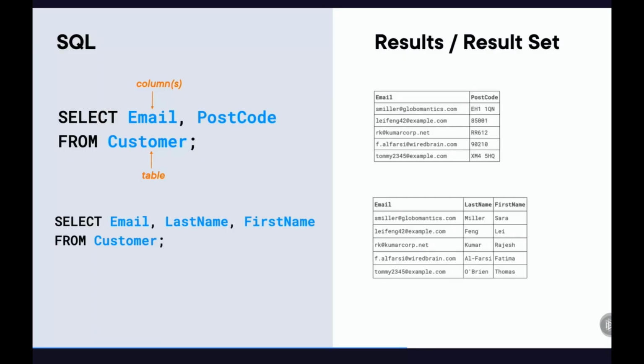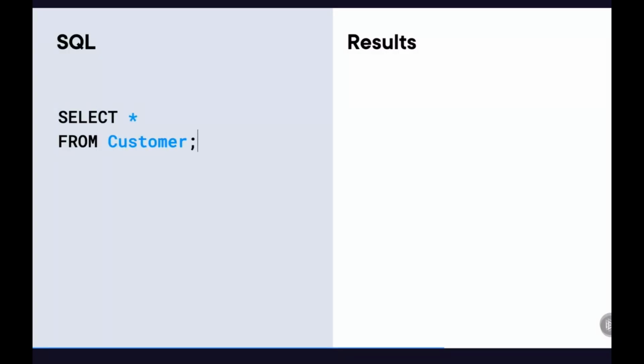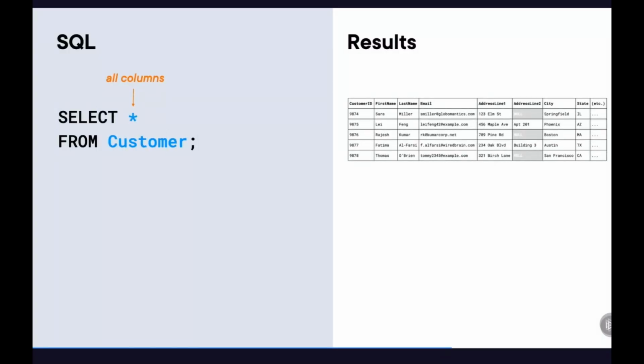from customer. And if I just wanted to retrieve all of the columns from this table, well, luckily we don't have to write every single column name in full. We can just use the asterisk to represent all columns. If I was reading this aloud, I would typically say select star. So select star from customer.